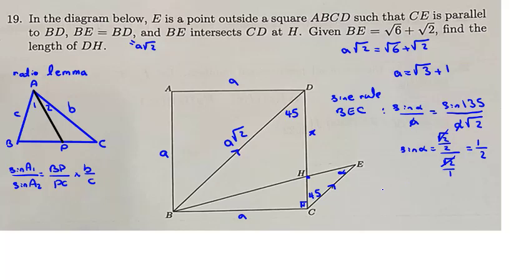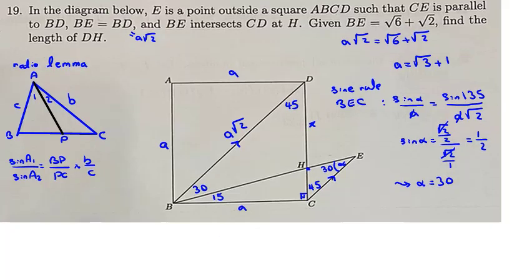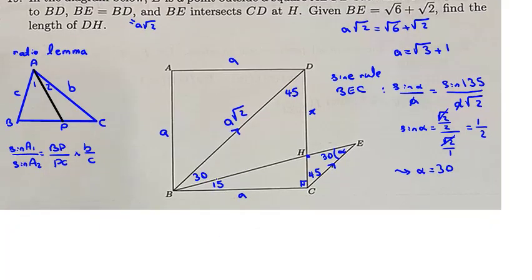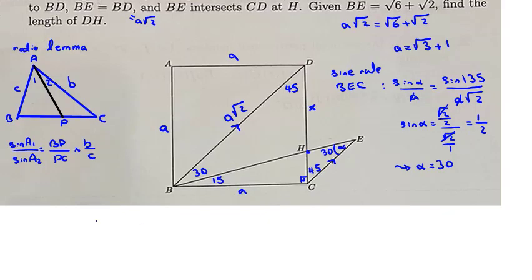So alpha is between 0 and 90. So we understand alpha is 30 degrees. So I consider this one 30 degree. Now we know 30 plus 135, 165. 180 minus 165, it will be 15. It is 45, it is 15, so it will be 30. Now I want to use ratio lemma because I know 30, 15, I want to find DH.